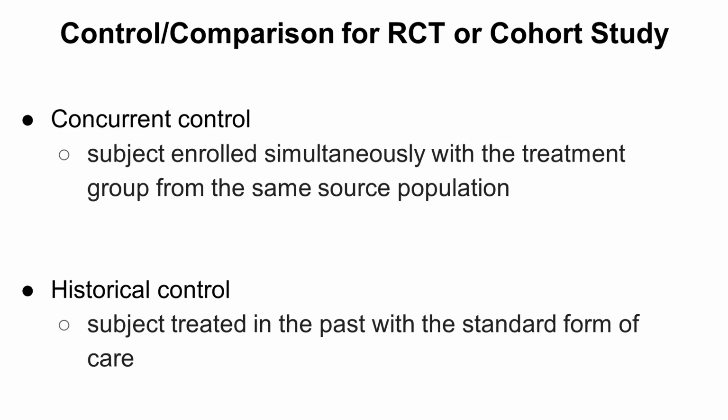A historical control is a subject who was treated in the past with whatever they're using as their control, not the intervention of treatment, but that person was selected as opposed to receiving the standard form of care at the same time that the study was being performed. You can see how a concurrent control would have less bias than a historical control.